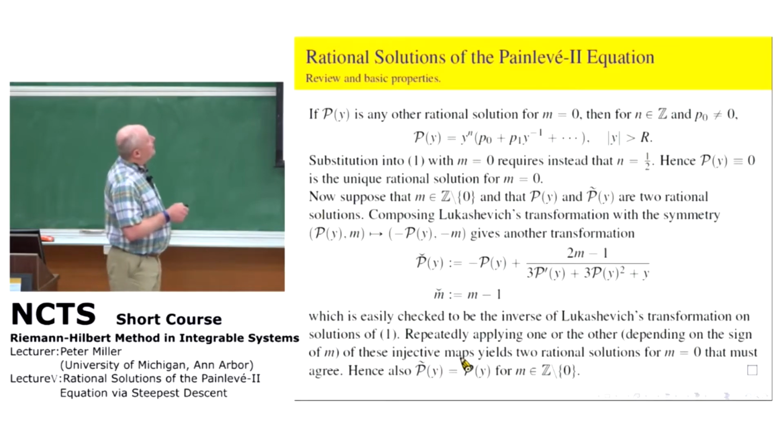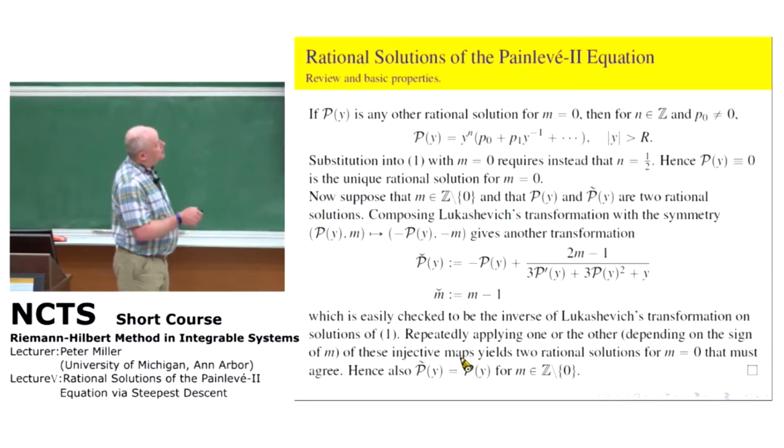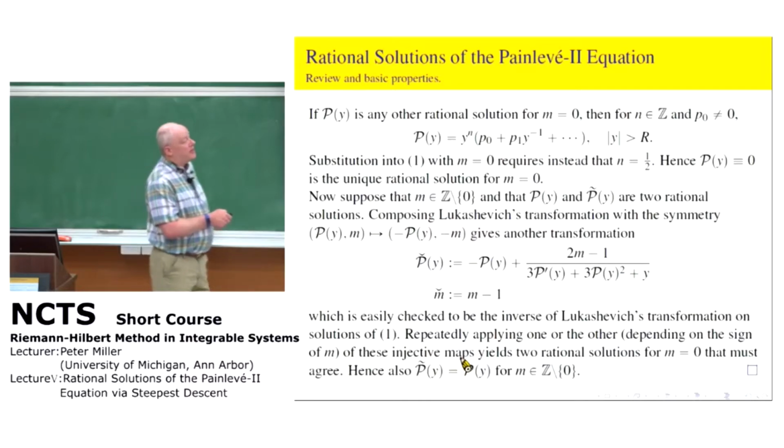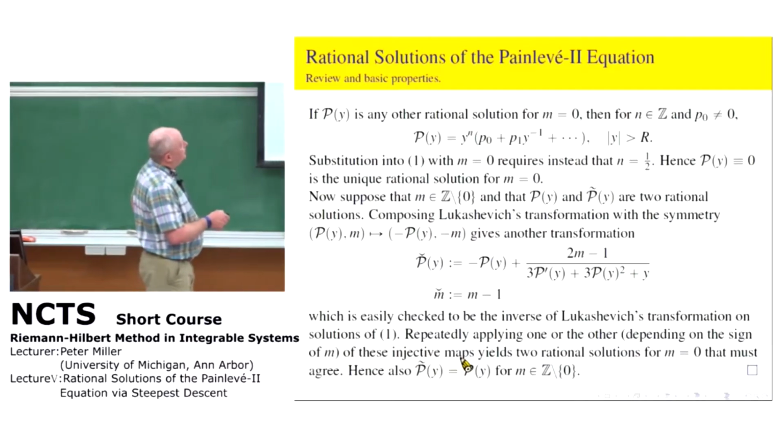But if p is any other rational solution when m is equal to 0, then for some integer n and for some p naught different from 0, this is a non-zero expansion again, so p naught is non-zero, you've got this n over here, and you substitute this now into equation 1 under the assumption that m is 0, that's different than we had before, and now you discover that this n has to be 1/2. Okay, so that means that p of y equals 0 is the only rational solution because you can't have a rational solution that behaves like a square root at infinity. Okay, so for m equals 0, we're done.